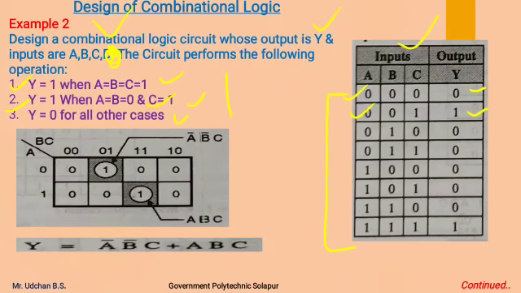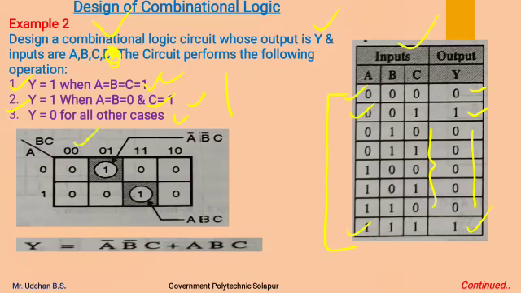And if we observe the last condition, which matches with our first condition, that is Y is 1 when A, B, C all are at logic 1. So here the Y is made 1. For all the remaining combinations, the output Y is 0.